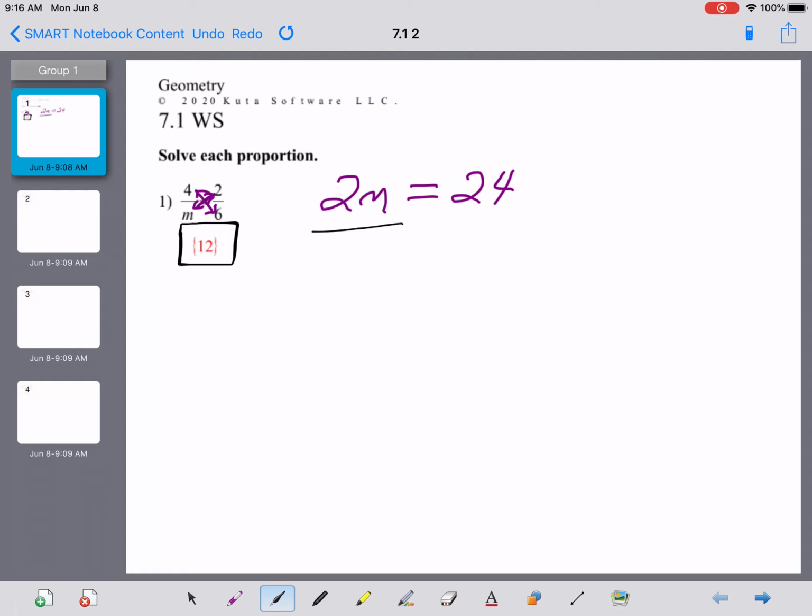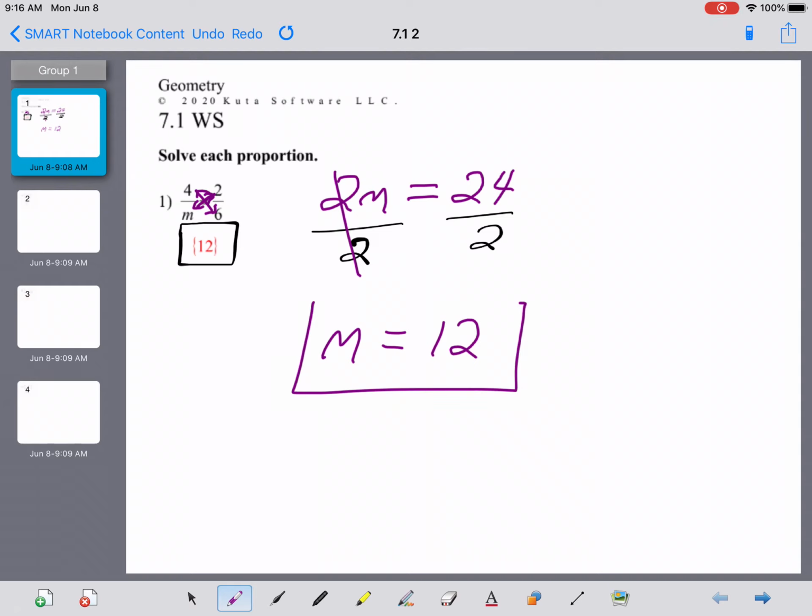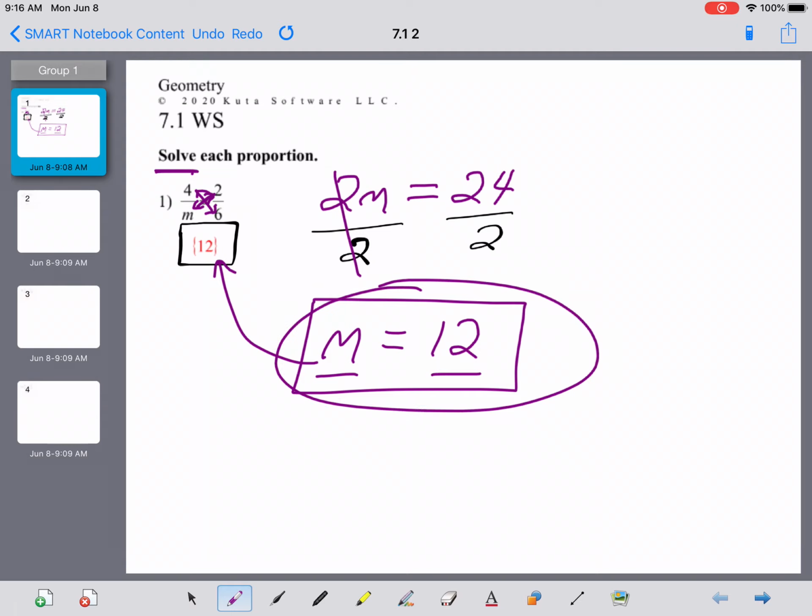All we need to do now is think about what's being done to m. It's being multiplied by 2, and how do we undo that? Which is to divide by 2 on both sides. 2's cancel, and sure enough, we get m is equal to 12. That's our solution right there, and that matches what they had. I don't like how they present their solutions. Anytime the directions to a problem say solve, you're solving an equation, and the solution to an equation should always be variable equals constant. So I don't want just 12 for the answer, I want m equals 12. All right, we're 1 for 1 so far.